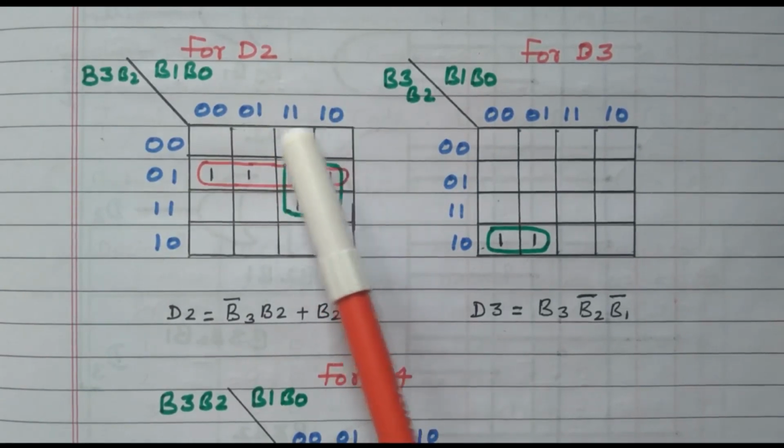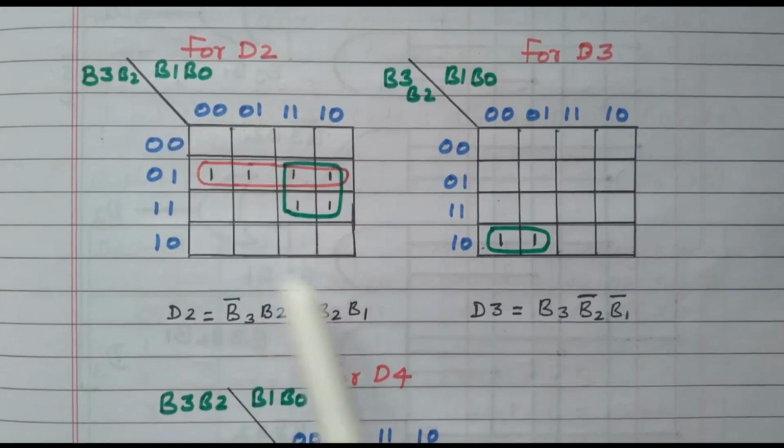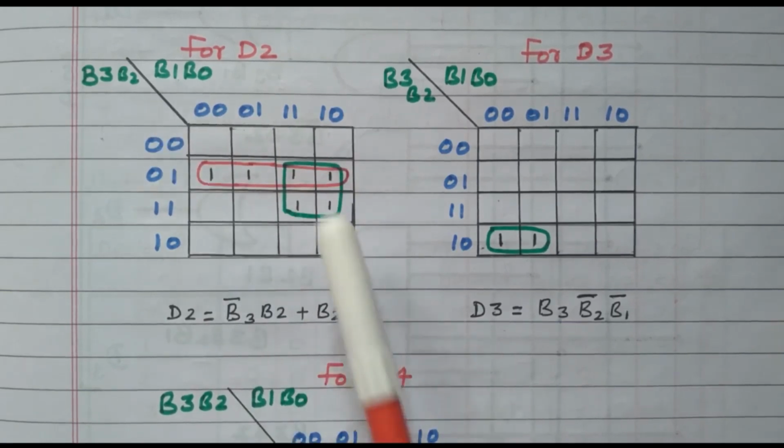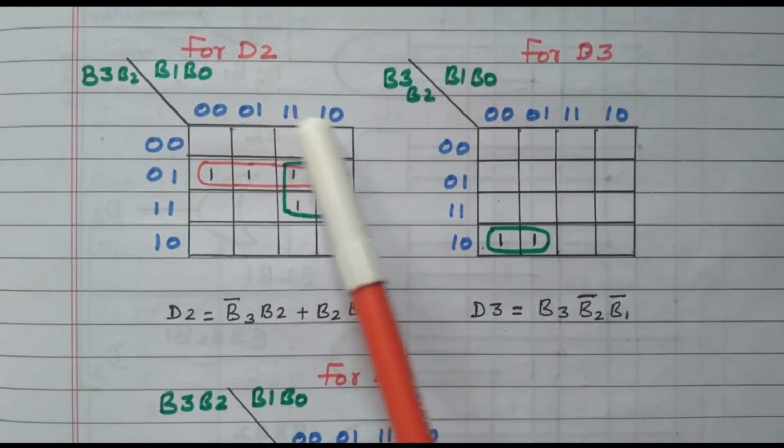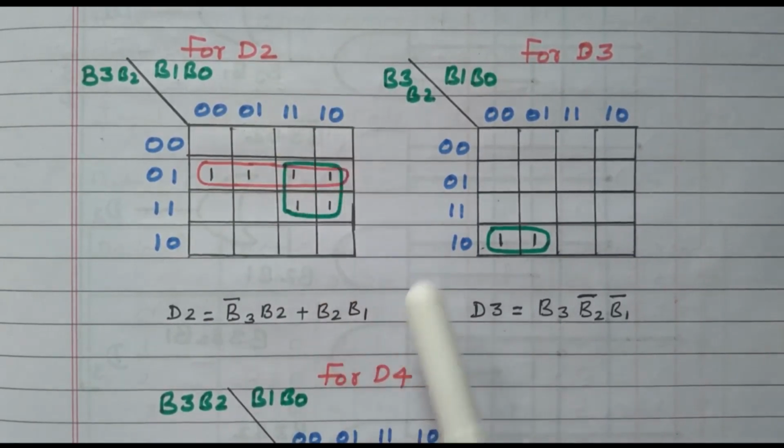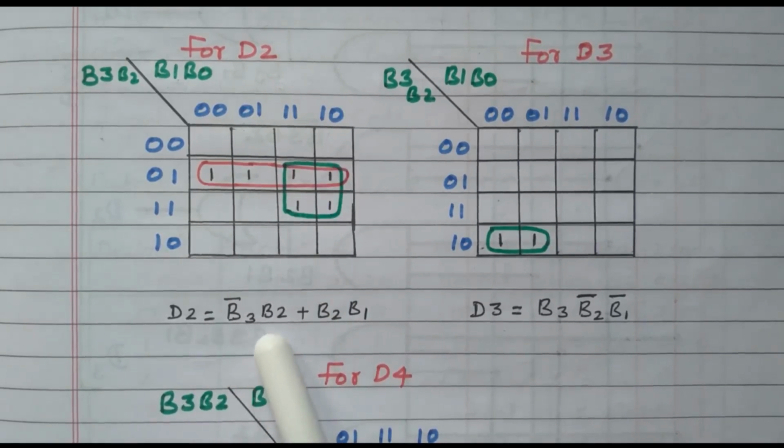Similarly, third column and fourth column. This first one is available commonly. What is first one? B1. Right. So B2 into B1. The second one has 0 and 0 here, 1 and 0 there, so they got cancelled. So the D2 value is B3 dash B2 plus B2 B1.